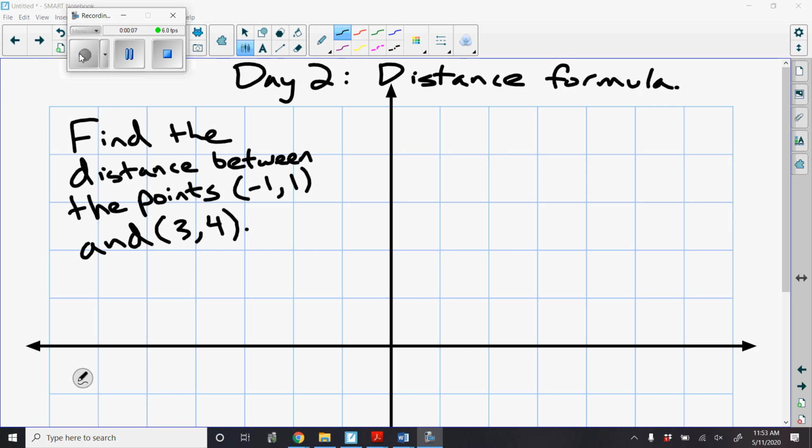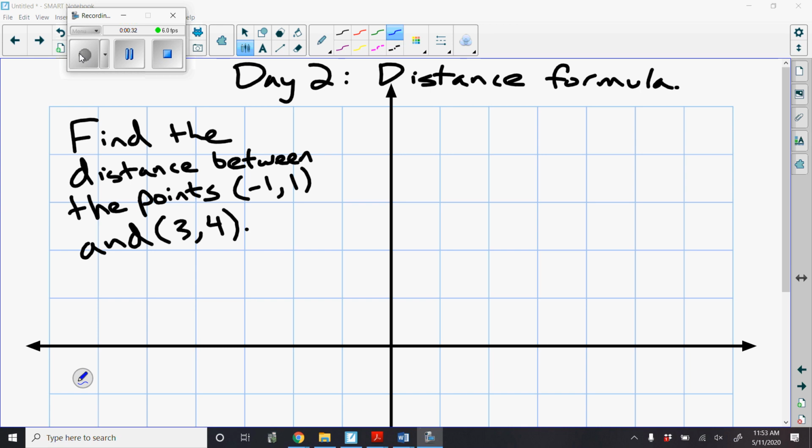Today we're looking at the distance formula, which is how we can calculate the distance between any 2 points on a coordinate plane. And to look at this, let's start with an example. It says find the distance between the points -1, 1 and 3, 4. So again, I'm going to go ahead and plot those 2 points, and let's take a look at it and see what we see.